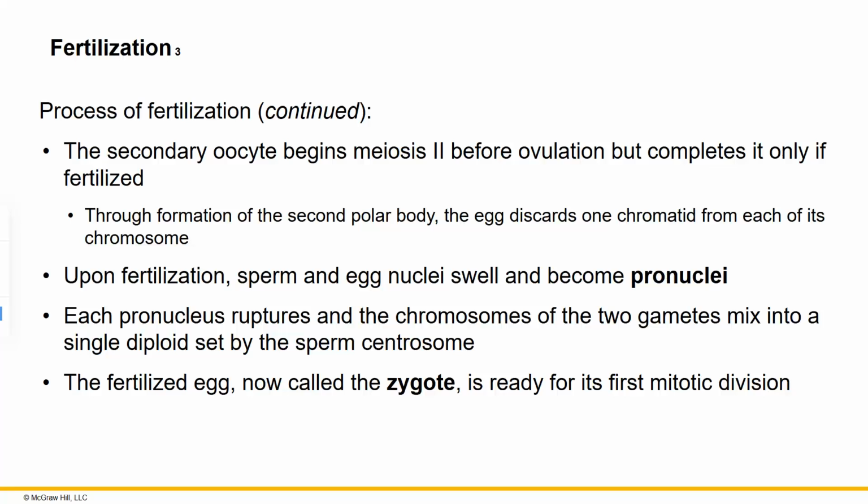The secondary oocyte begins meiosis II before ovulation, but completes it only if it's fertilized. Through the formation of the second polar body, the egg discards one chromatid from each of its chromosomes. Upon fertilization, sperm and egg nuclei swell and become pronuclei. Each pronucleus ruptures, and the chromosomes of the 2 gametes mix in a single diploid set by the sperm centrosome. The fertilized egg, now called a zygote, is ready for its first mitotic division.